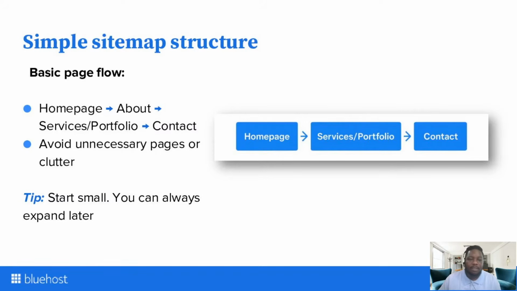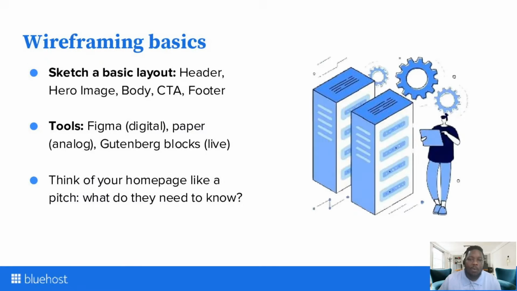Avoid clutter. Start small. You can always expand later. Wireframing basics. Sketch a simple layout: header, hero image, body, a call to action, footer. You can use tools like Figma or even just paper.